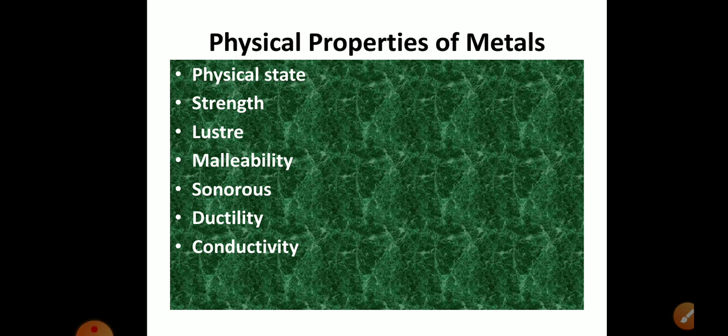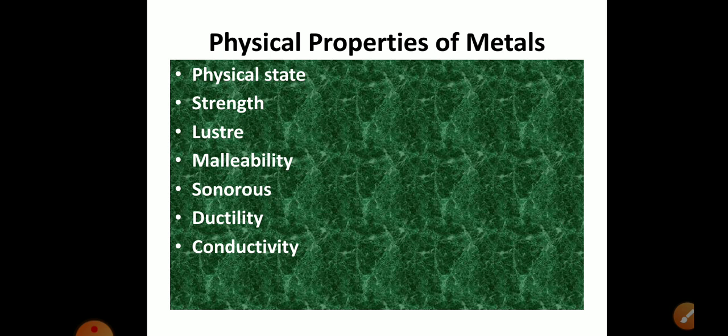Okay. First, what is the meaning of the word physical properties? Physical properties are those that can be observed without changing the identity of substances. For example, color, density, hardness, etc. Let us discuss some of these physical properties of metals and non-metals in detail. And today I will tell you about the metals only.